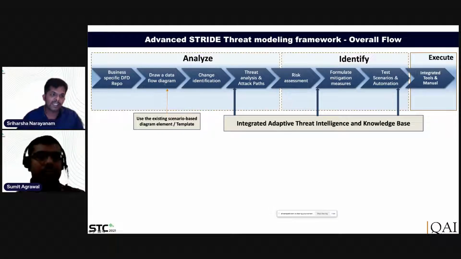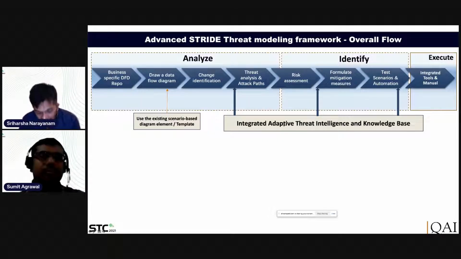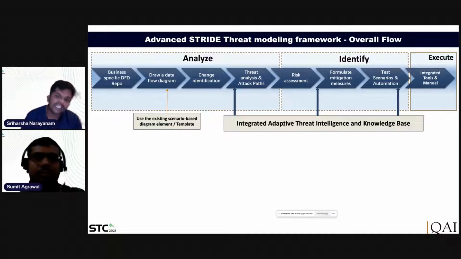Once the data flow diagrams are created, we can choose based on the type of application or product, and the template can readily be applied. Some 60% of the effort will be saved here. From that we can build, and we do change analysis here. You can see we have the analyze, identify, and execute phases. Overlapping all these phases, like threat analysis, attack path, risk assessment, mitigation, and scenarios and automation, the integrated threat intelligence and knowledge base has been integrated into the tool itself.